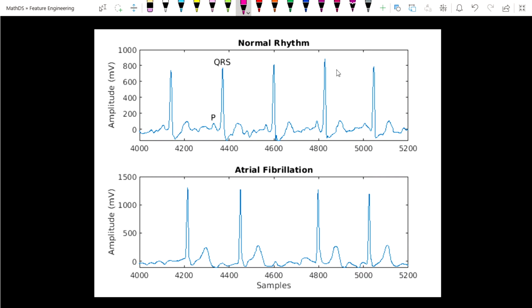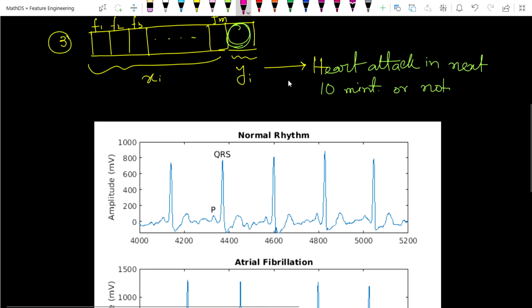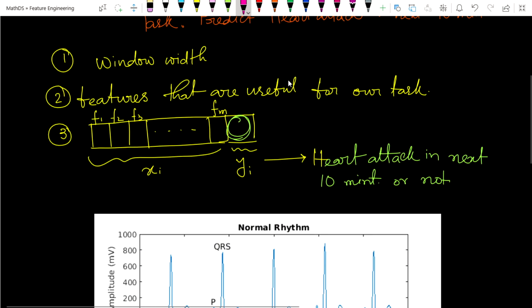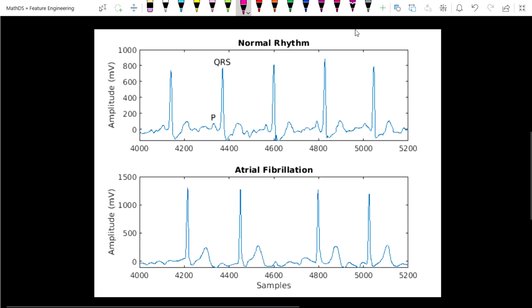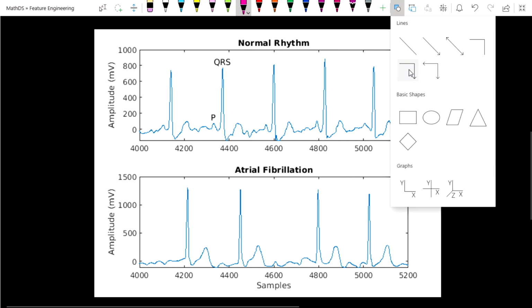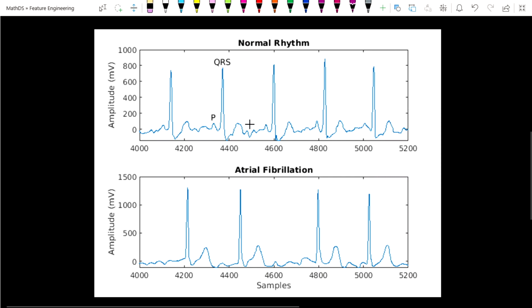So just see it. First, what do I have to do? The first step is to select the window width. Suppose, after discussing with domain experts, some doctors who are already experts in this field, we have selected some window width. Suppose I consider a window on these regions, like here. This is our window frame.